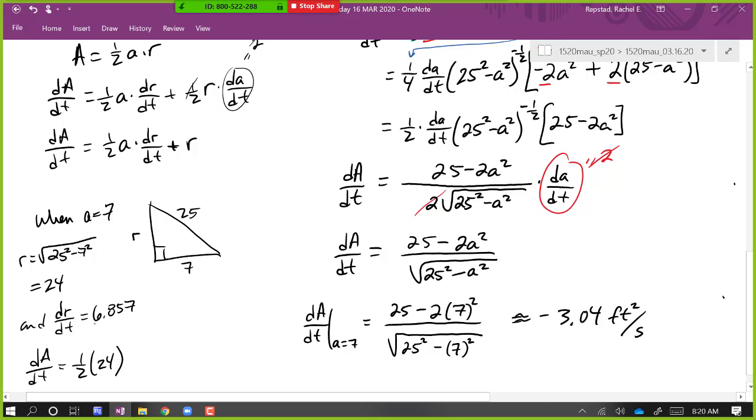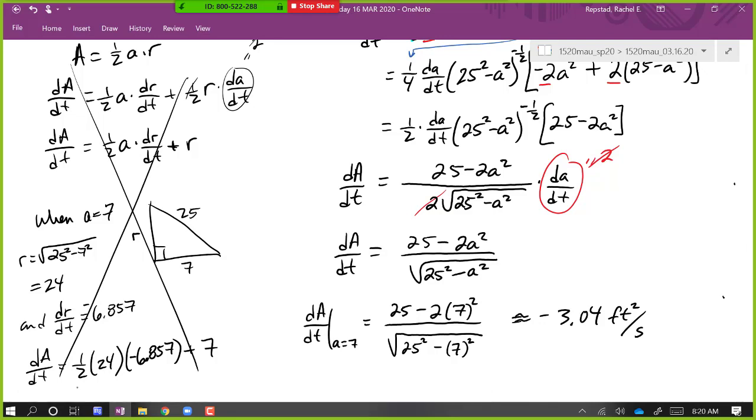Negative 6.85. Negative, okay. Plus 7 when r is 7. Okay. So that's even worse. Never mind. Yep. Okay, so forget about this. That seems like a pipe dream. All right. Well, I guess I have some homework to do because I'm going to have to figure out where the error is.